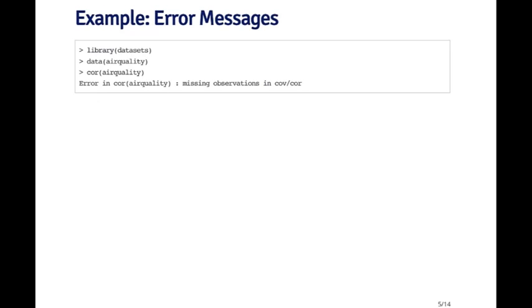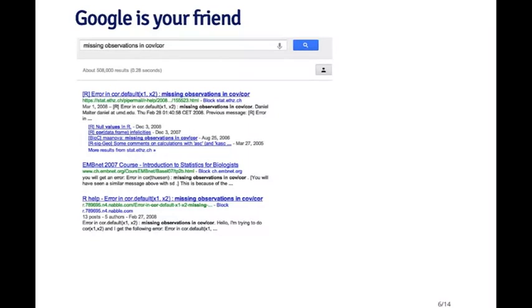Here's a very simple example of what might happen as you're using R. Here I'm loading the datasets package, and then I'm going to load the airquality dataset from that package, and then I want to run the correlation function on this airquality data frame. Immediately I get an error. It says, error in cor(airquality): missing observations in cov/cor. So you might be wondering, why am I getting this error? What does it mean? The first thing you can do is go to Google. And in many circumstances, Google is going to be your friend. And this is no different when you're learning a new programming language or when you're learning R.